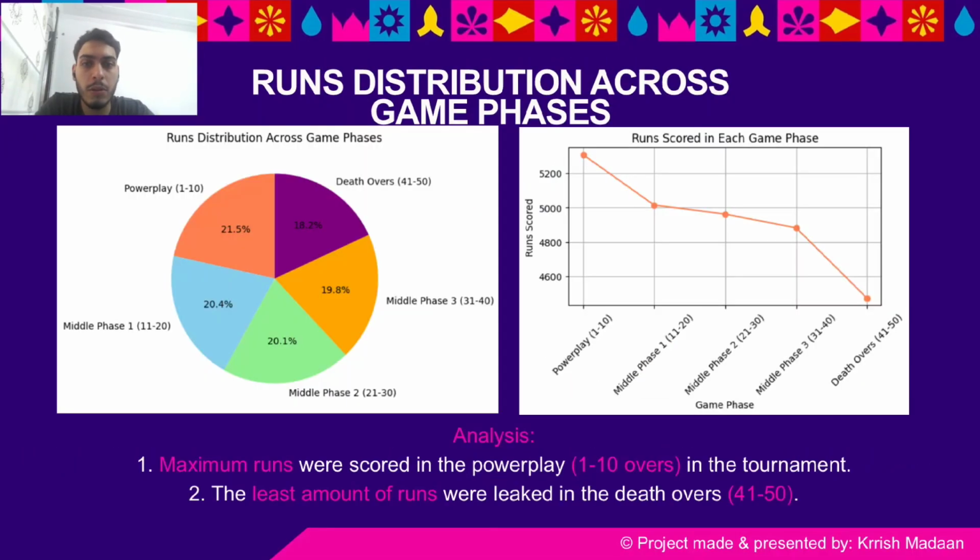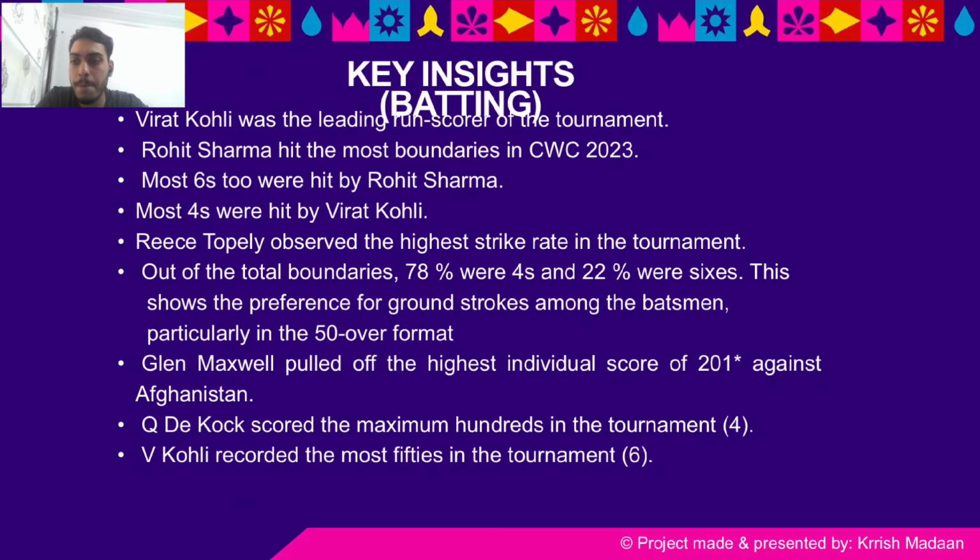Next, we move on to the run distribution across game phases. Here it is clearly visible that the most number of runs came in the power play overs, when only two fielders are outside the circle, and the least number of runs came in the death overs. So these are the two analyses from this slide.